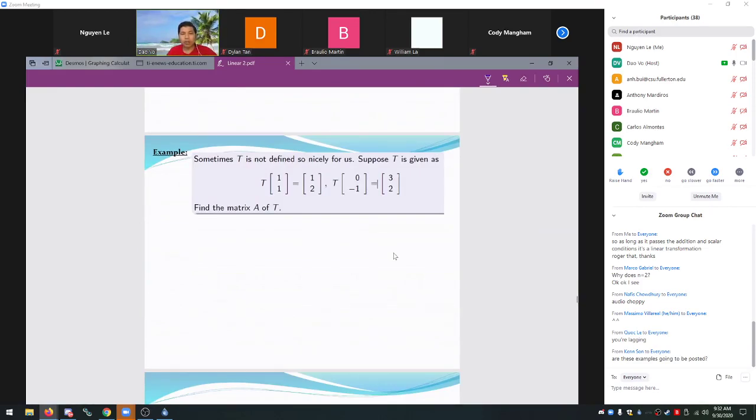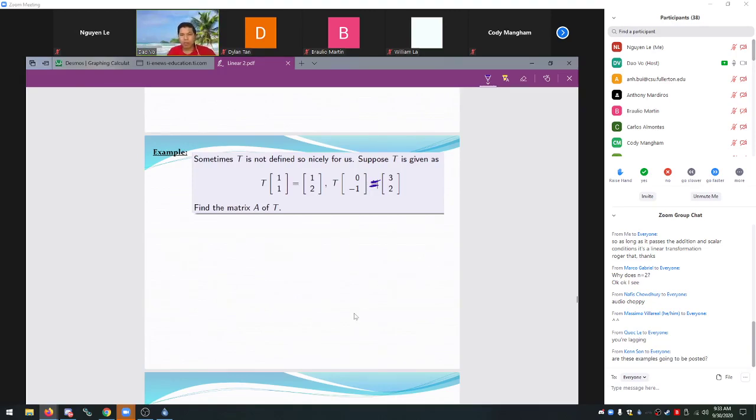All right, so you can see here, sometimes T is not defined so nicely for us. Suppose we have T of (1, 1) equal to (1, 2), and T of (0, 1) equal to (3, 2). Find the matrix A of T.